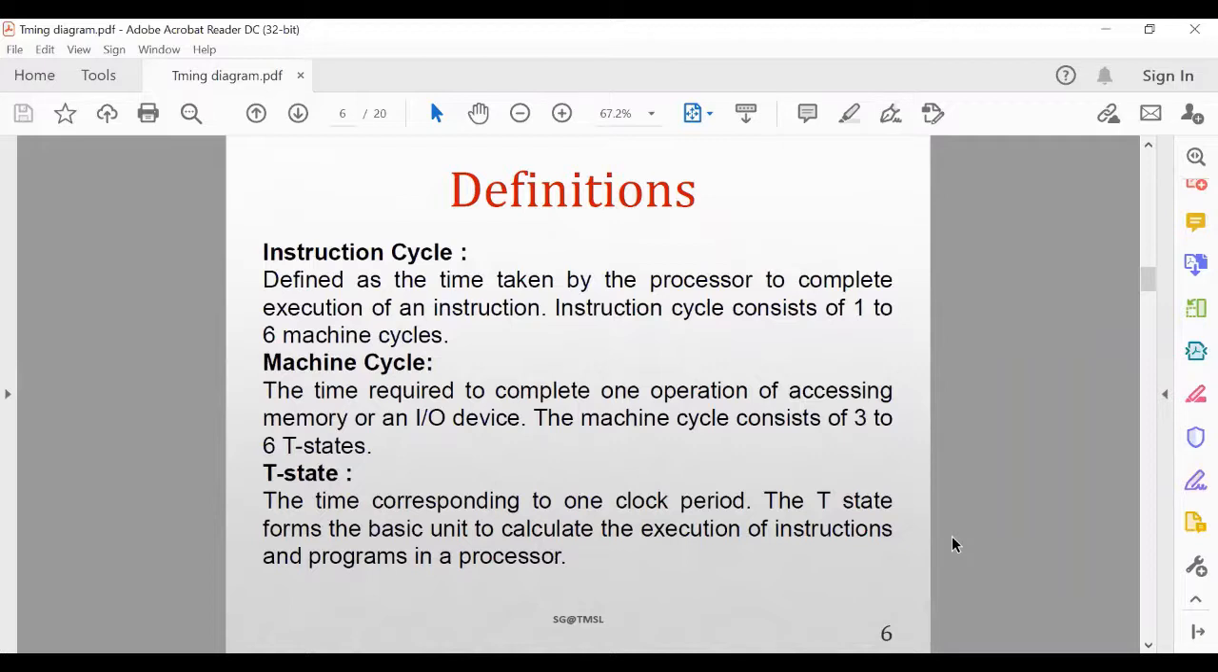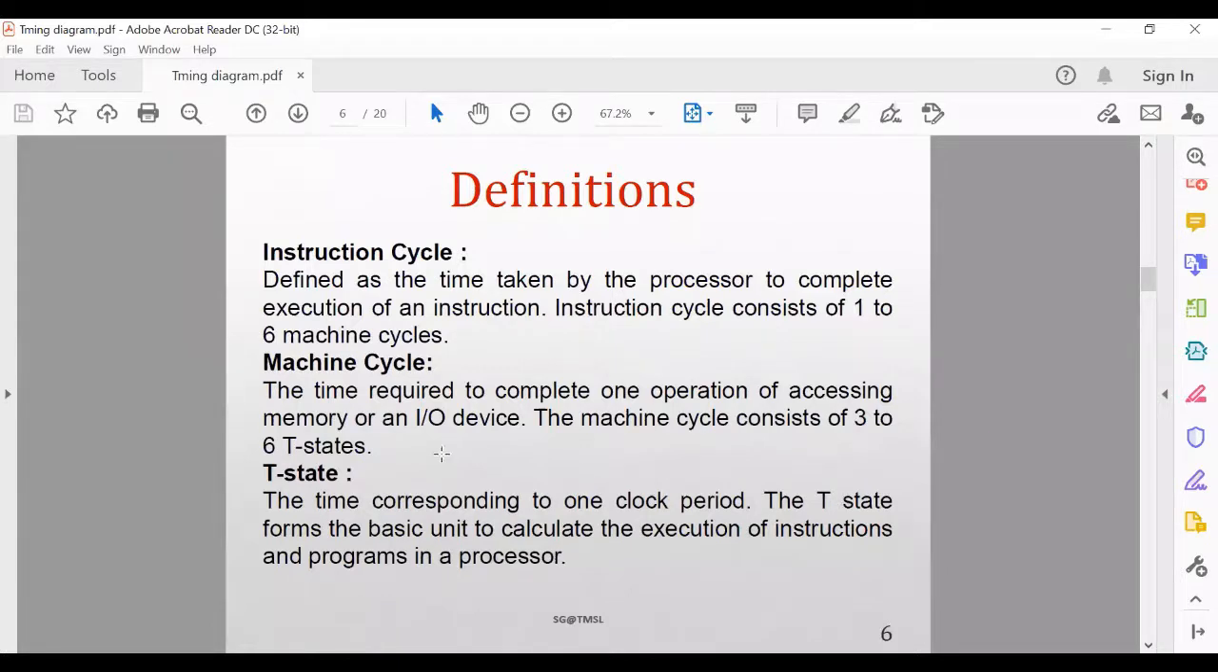Okay, machine cycle. So what is it? It is the time required to complete one operation, either accessing the memory or an IO device, that is, an input/output device. Okay, so that is called one machine cycle. It is the time required to complete one operation, accessing either the memory or an IO device. So a machine cycle consists of 3 to 6 T states.